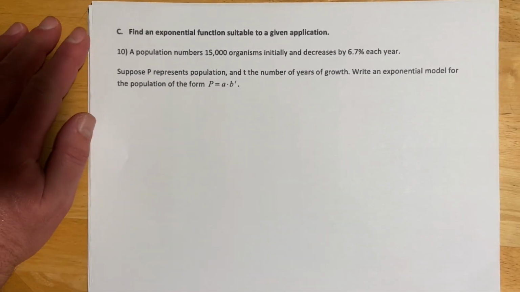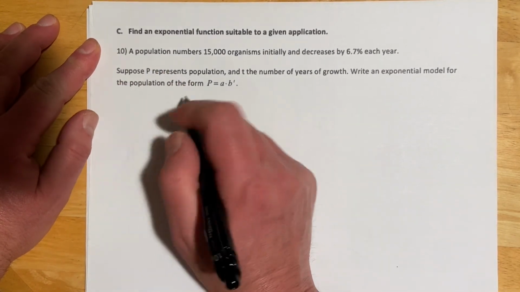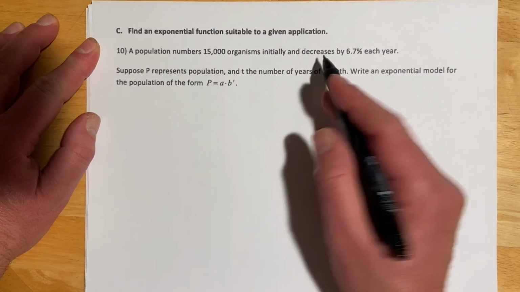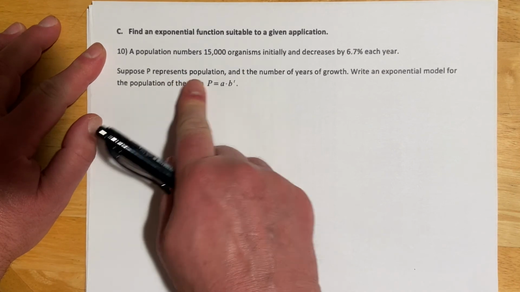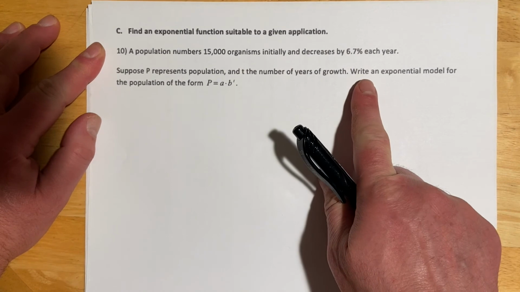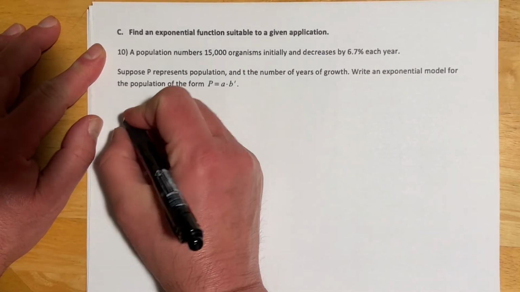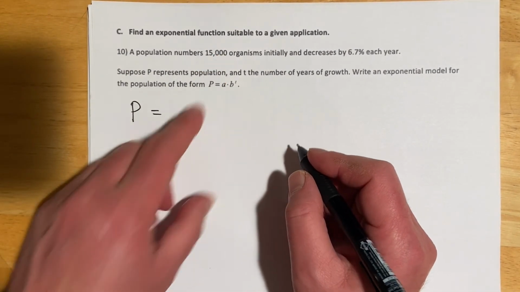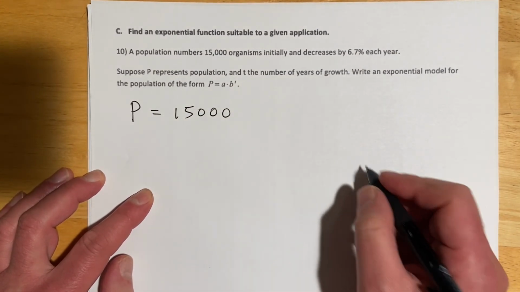Okay, and then last we have finding an exponential function for an application. Here we have a population of 15,000 organisms initially and it is decreasing, going down by 6.7% each year. Suppose P represents the population and T is the number of years of growth, in this case decay, or negative growth. Write an exponential model for the population. So P equals, remember A is our initial value, so that is 15,000, because that's how many of these little critters we are starting with, whatever they might be.